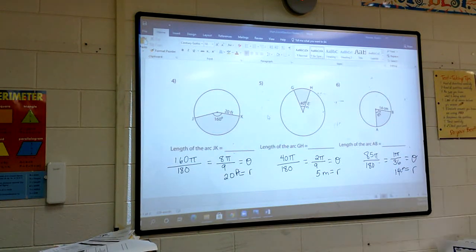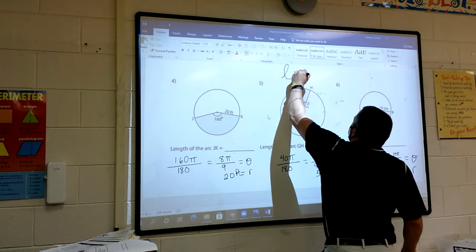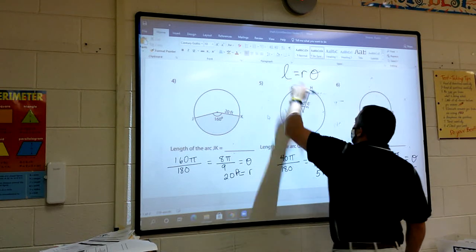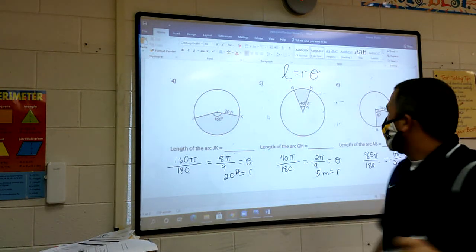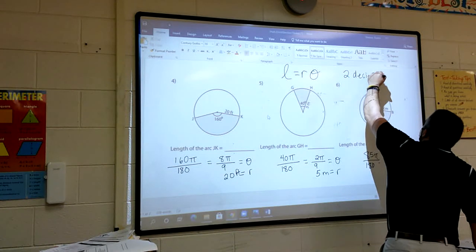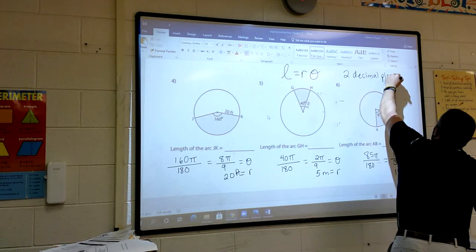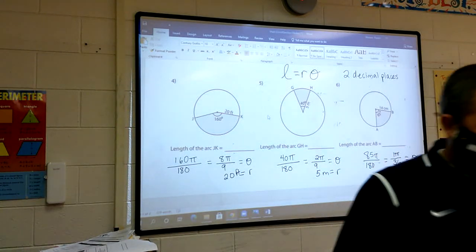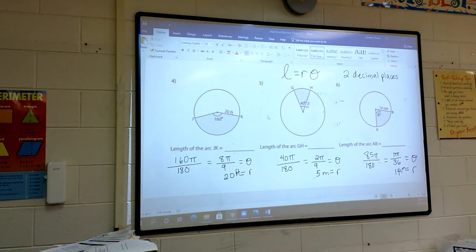So in all of these, you have your angle in radians and you have your radius. So you can use the formula, the length equals the radius times the angle, to get your arc length. Okay? And when you get your arc length, you want to round it to 2 decimal places on here. And that should wrap up the page. So when you get those, I'll let you go through and give me the answer there.